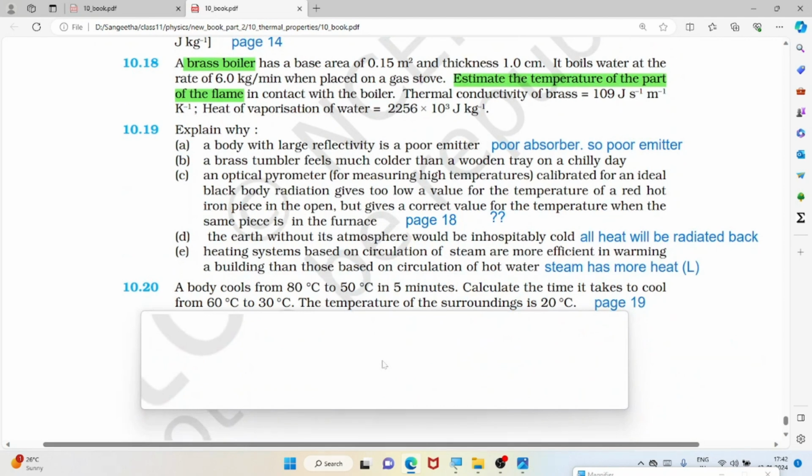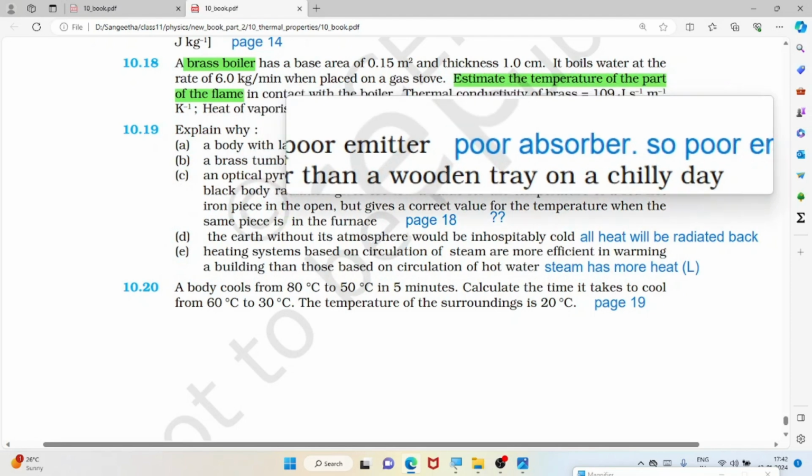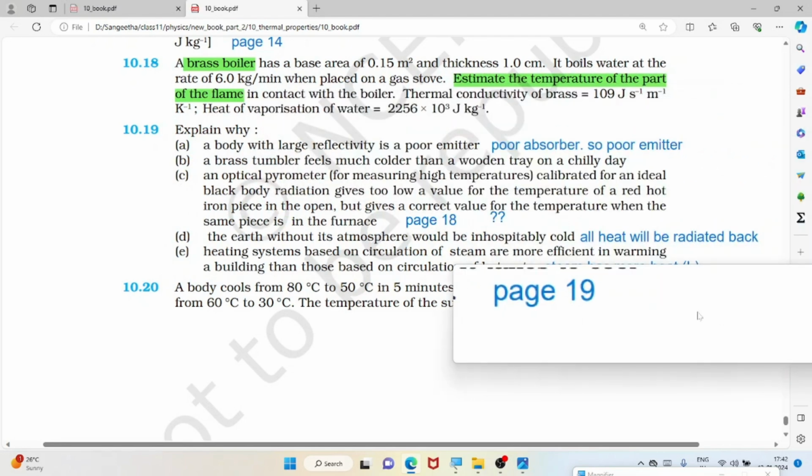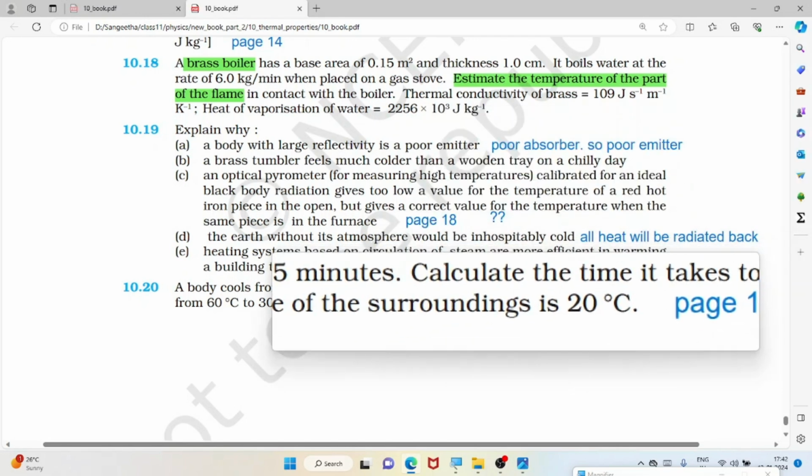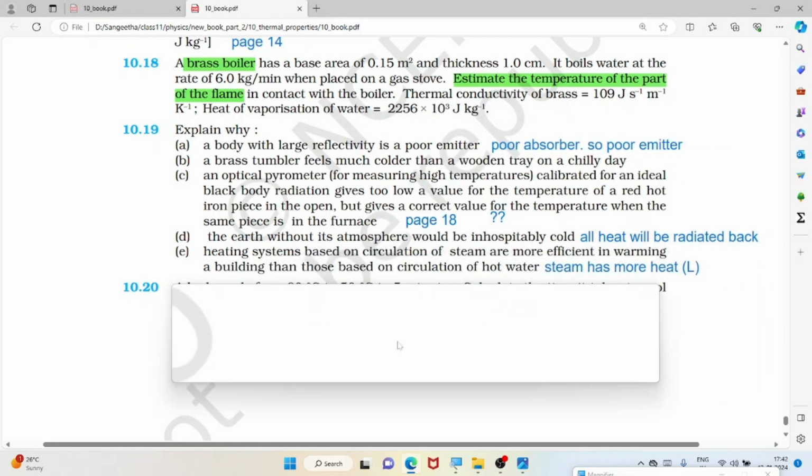Explain why a body with large reflectivity is a poor emitter. Because it is a poor absorber, so it is a poor emitter. Because it is reflecting everything, or most of it.